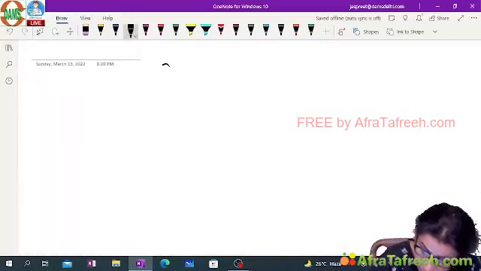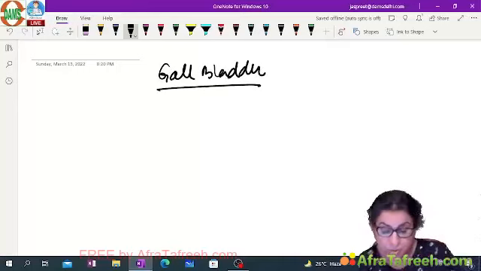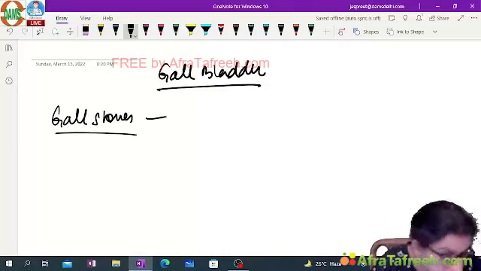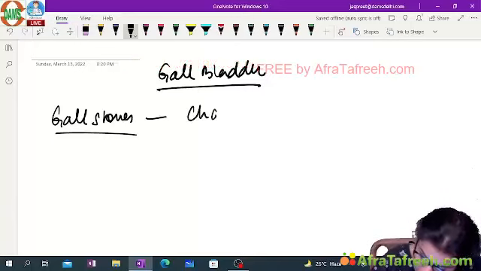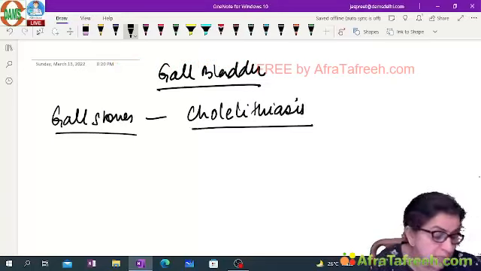Now let us see a few entities in the gallbladder. Very important in the gallbladder, you have gallstones. The presence of gallstones, the formation of gallbladder stones, is called cholelithiasis.